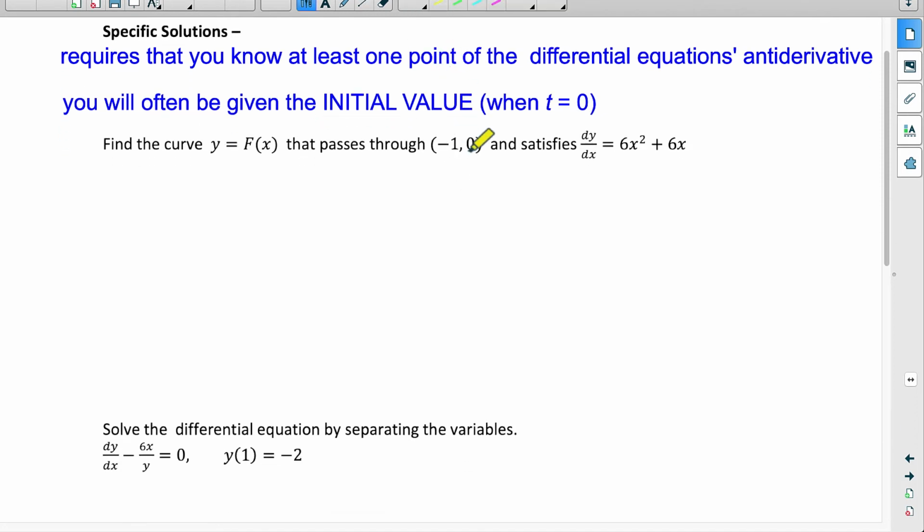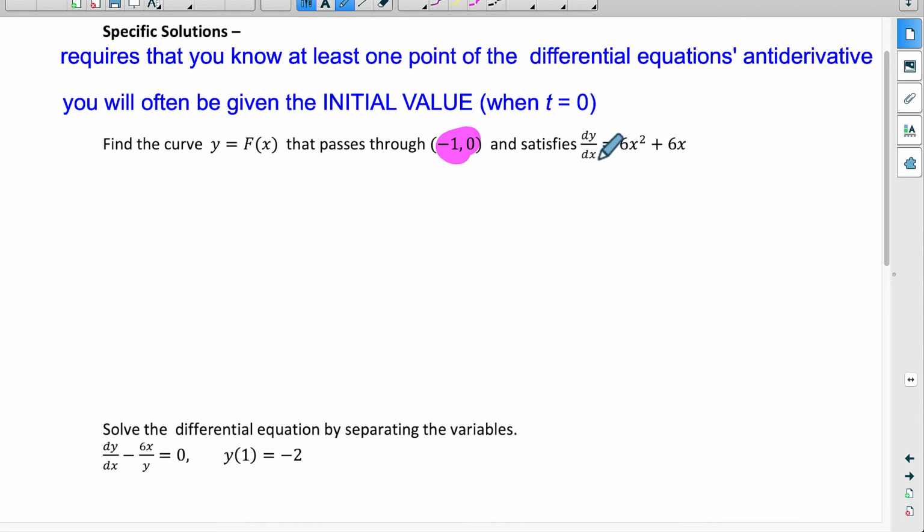In the first question they're going to give you -1, 0 here. You're going to do everything we just did before, but then you're going to plug that in so you don't have to have the c. You can get an actual equation this time. So this one, find the curve y equals capital F of x that passes through this point and satisfies this differential equation right there. So that's the differential equation we're going to work with.